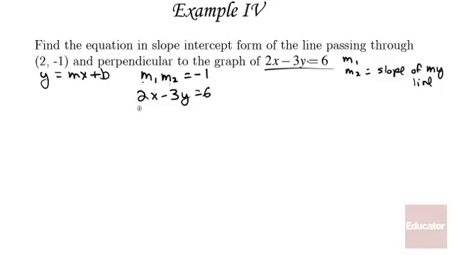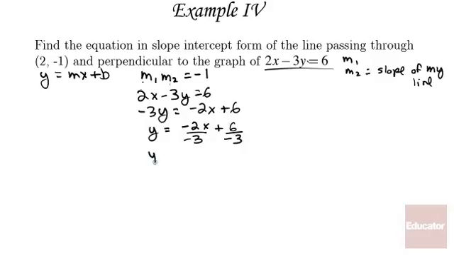First, I'm going to subtract 2x from both sides. Then I'm going to divide both sides by negative 3. That's going to give me y equals negative 2x divided by negative 3 plus 6 divided by negative 3. Simplifying, the negatives cancel out, and I'll get 2/3 x minus 2. Okay, since this is in slope-intercept form, this is m, this is a slope, so m1 equals 2/3. I now want to find m2, which is the slope of the perpendicular line, or the line that I'm looking for.